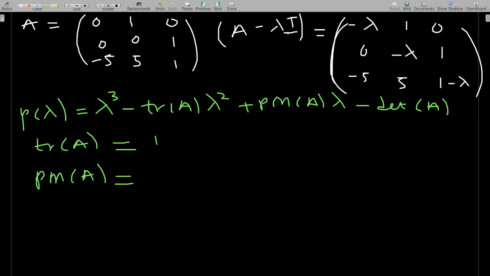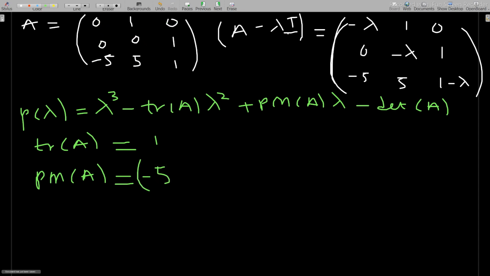The PM is the sum of all the principal minors of A, and this is how you find it. You stand on the first diagonal entry, cancel the row and column elements, and find the determinant of the rest: 0 times 1, which is 0, minus 5 times 1, which is minus 5. So you get minus 5 for the first one.